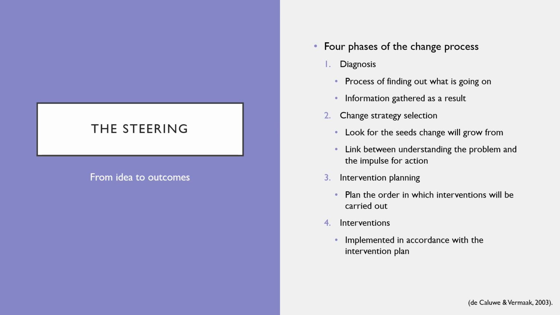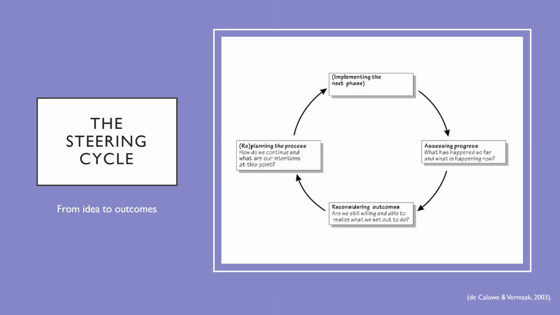Interventions are implemented in accordance with an intervention plan. Because things hardly ever go as planned, it is typical for a plan to be reviewed and adjusted. And this is the steering cycle, so giving room to adjust the change processes. So the first is implementing the next phase, and then assessing the progress, reconsidering the outcomes, and planning the process or replanning the process.